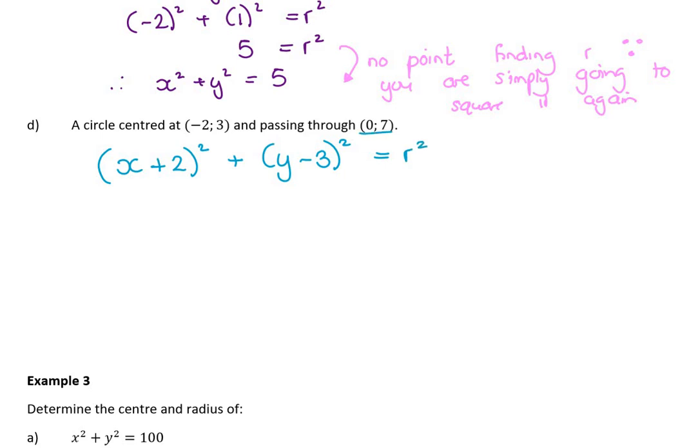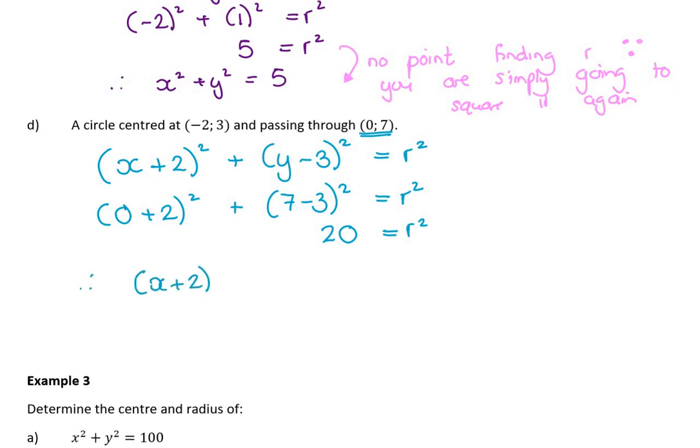Now I have a point on the circle. So once again, I'm going to substitute in 0 and 7. And again, I'm going to solve for r squared, but I'm not actually going to find r because there is no point. So I get 20 on the left-hand side, so r squared is 20. And therefore, I can go straight back to say x plus 2 squared plus y minus 3 squared equals r squared, which in this case is 20.